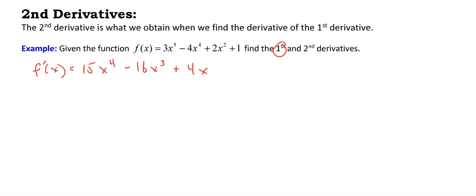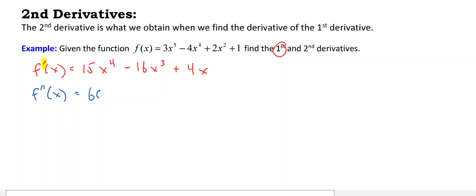And we will also note that we only have one little prime mark up there. To find the second derivative, we simply take the derivative of the first derivative, and we will put two little prime marks up there. So 4 times 15 is 60x cubed minus 3 times 16 is 48x squared plus 4. And so this is now the second derivative.